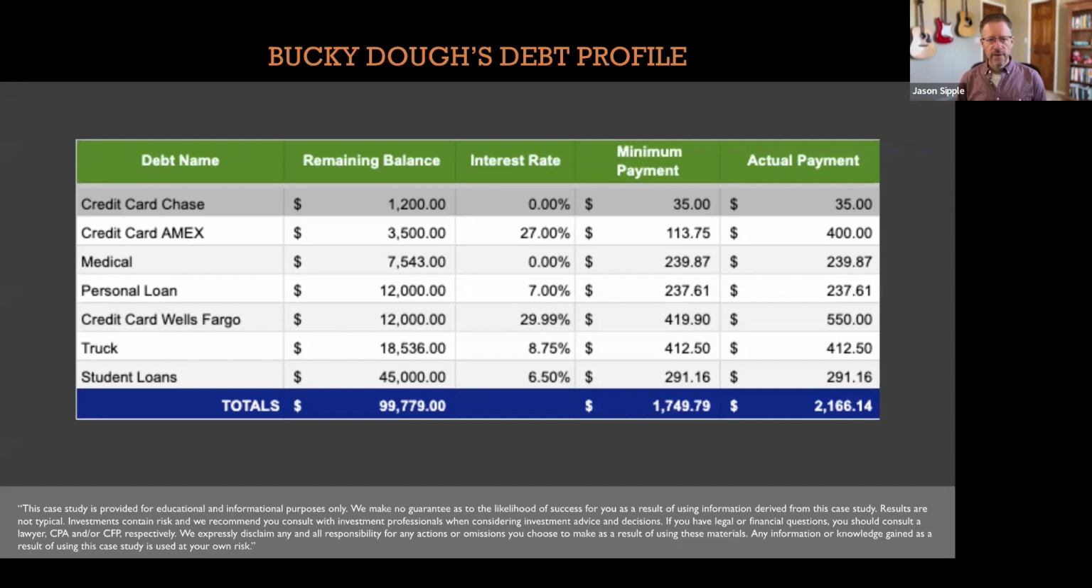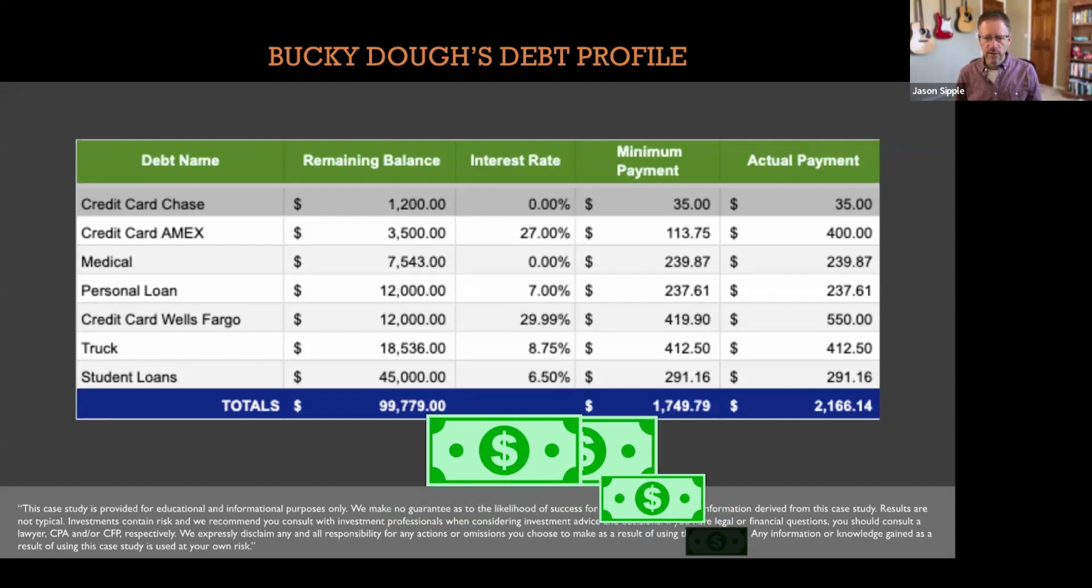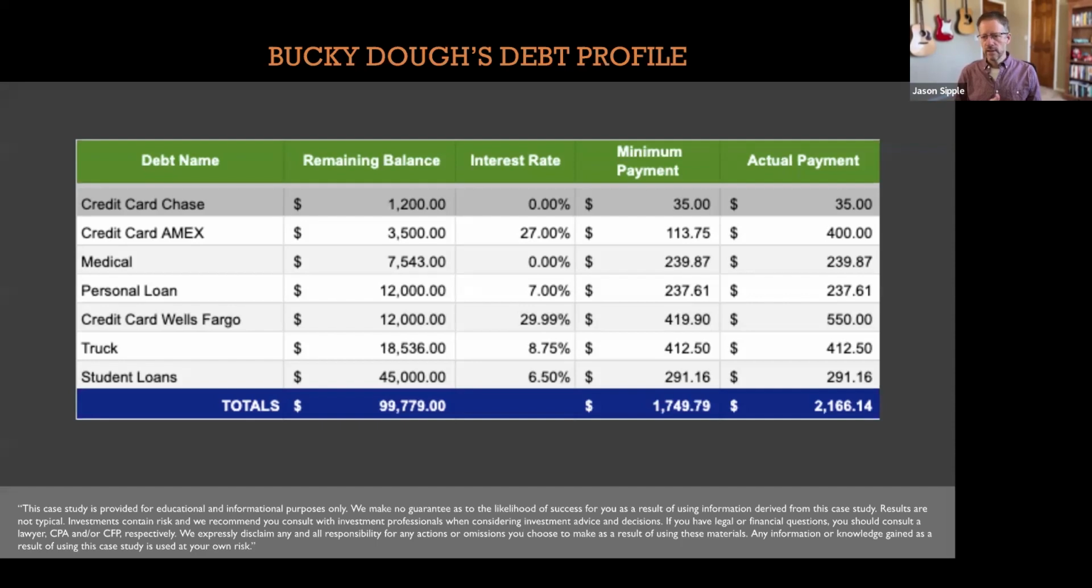So when we look at this person's debt profile, they've got almost $100,000 of remaining debt balance. They're making payments of about $2,166 every month. Now, what we're teaching is how we can prevent that $2,166 every month just going out the door for the rest of this debt pay down cycle.